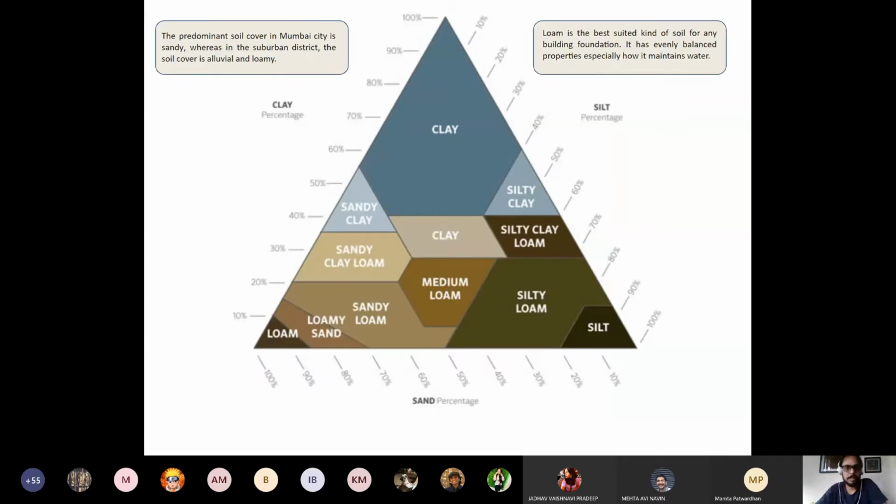Soil itself is made of three components: clay, silt, and sand. In Mumbai, the predominant soil cover is sandy, whereas in suburban districts, the soil cover is alluvial and loamy. Let's remember this. A loamy soil is best suited for any building foundations generally. It has even, balanced properties, especially in how it maintains water.